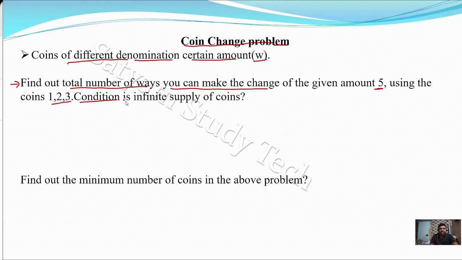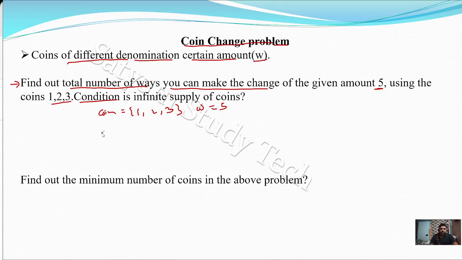The condition is an infinite supply of coins. That means you can take the same coin more than once. So here, how many ways are there to make the amount 5? The coins are the 1 rupee coin, 2 rupee coin and 3 rupee coin, and W equals 5.